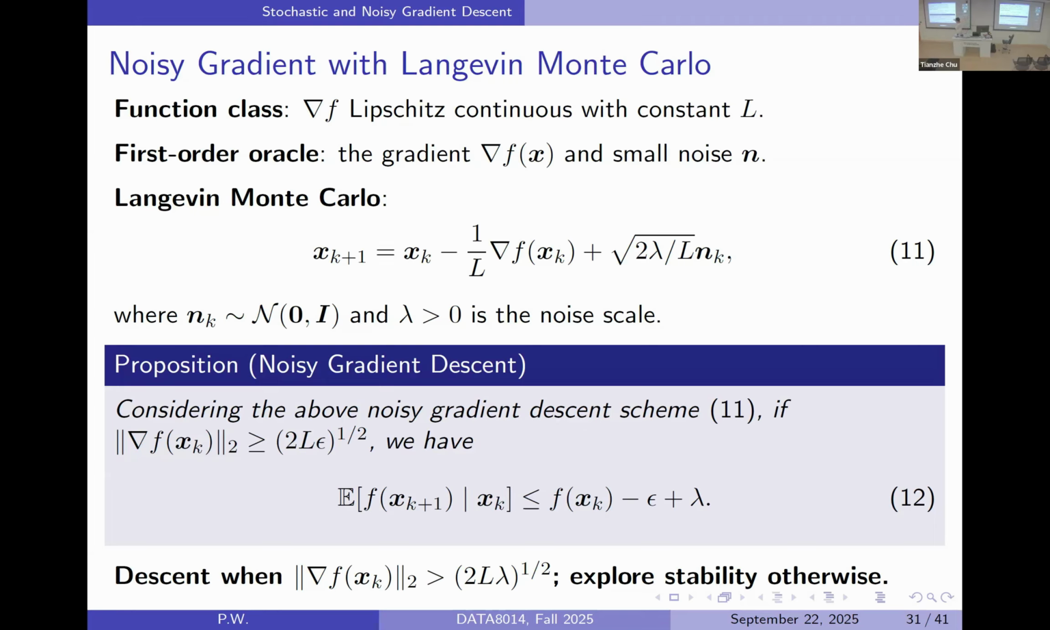Note that if you take this epsilon to be lambda, at the point where the gradient norm is larger than this, then you can show the conditional expectation is smaller than f(x_k). That shows that in expectation, noisy gradient descent is decreasing. Yeah, that is the noisy gradient descent.